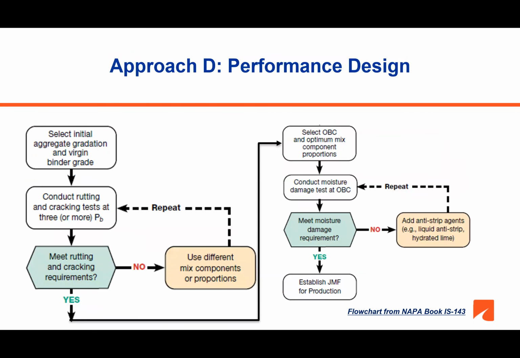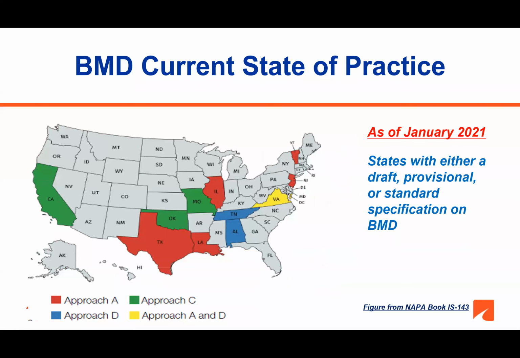Approach D, performance design. In this approach, mixture components and proportions are based on performance analysis with limited or no requirements for volumetric properties. Minimum requirements might be set for asphalt binder and aggregate properties with use of this approach.